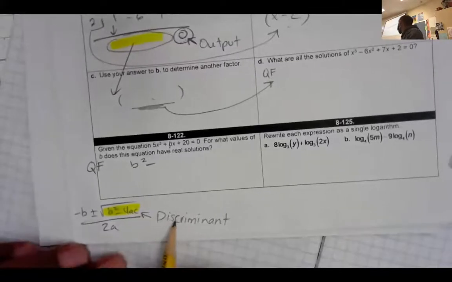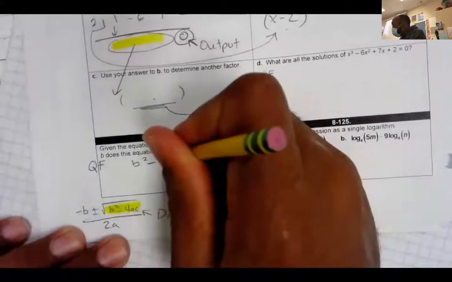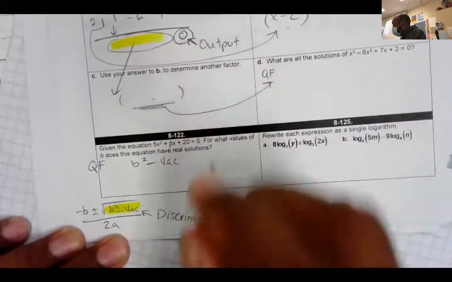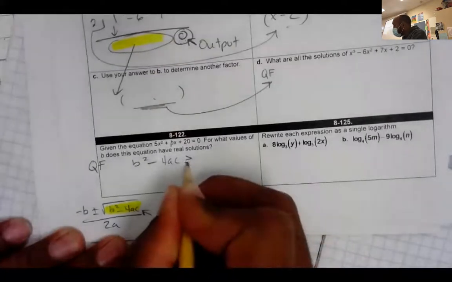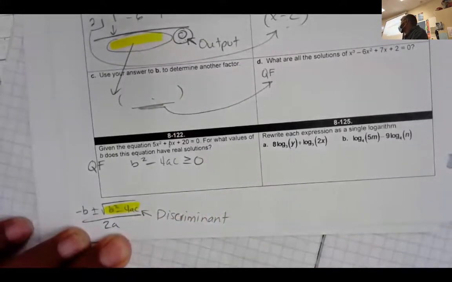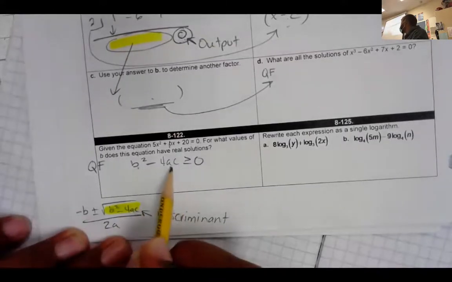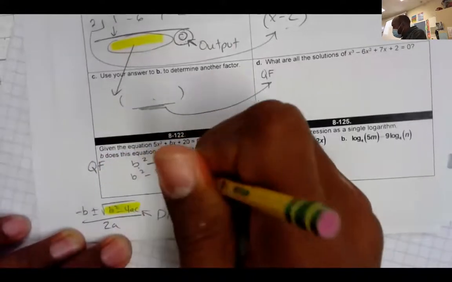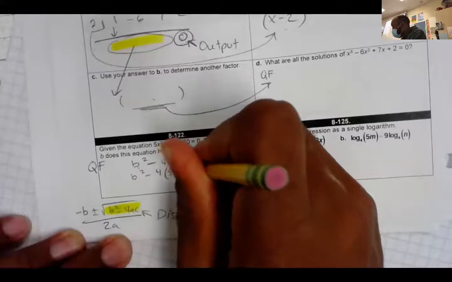Okay, so this part again is called the discriminant. I'm going to set that equal to, like I said, equal to or greater than 0. So I'm going to turn it into an inequality to figure out what numbers will work. Now, I don't know what B I'm going to use, but I already know what A and C are. So I'm just going to fill in that part of the equation. A is 5, C is 20.